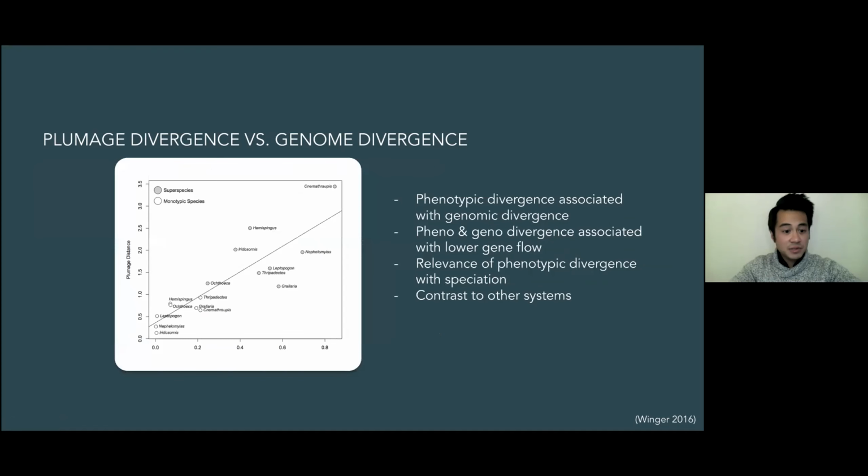And so what we found is that there's a correlation of phenotypic divergence with this genomic divergence. And this divergence is also associated with much lower gene flow. And so then he's arguing that there's this relevance of the phenotypic divergence with speciation in this particular system, which is a bit of a contrast to other systems, especially the one I'll be talking about next.